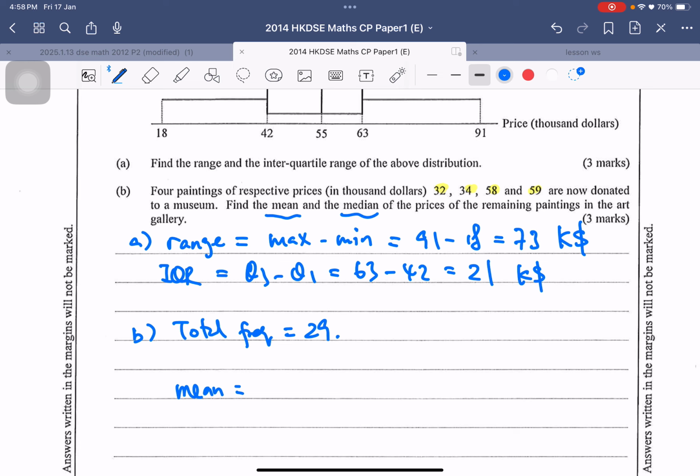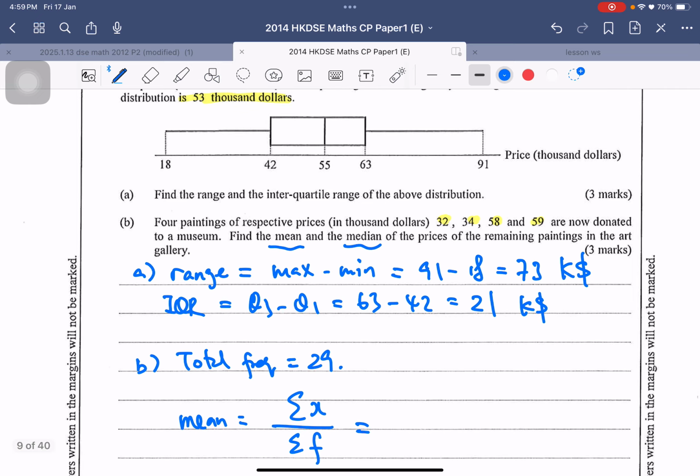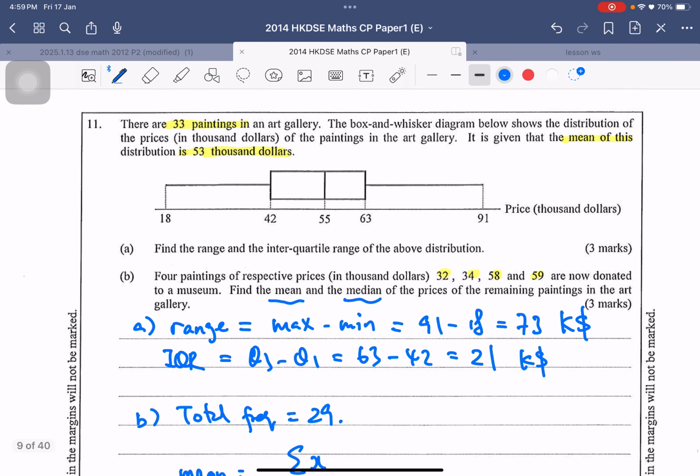So the data is going to come back. So the mean is equal to the total sum of the x divided by the sum of the frequency. So what's going to be the sum of x? What is the sum of the total data? Sum of all of the data. Just x? X plus 18 plus 42 plus 55 plus 60? Okay, read the question again.